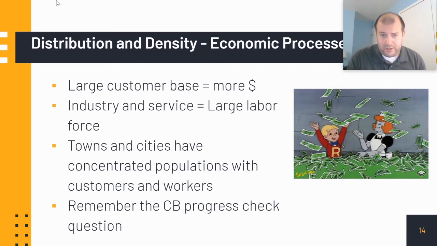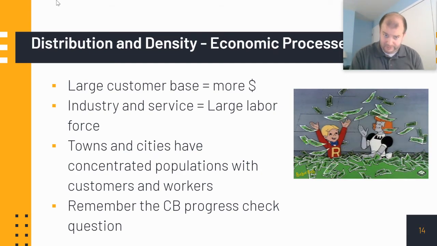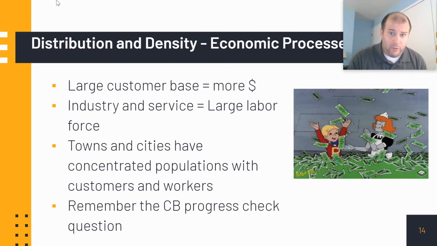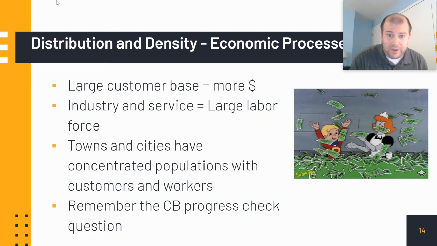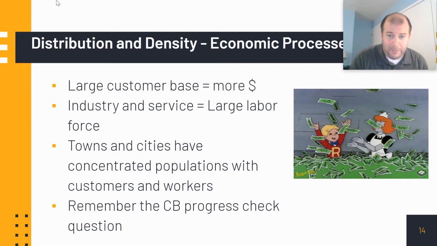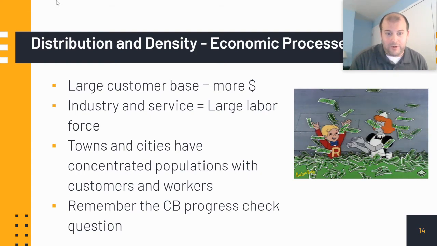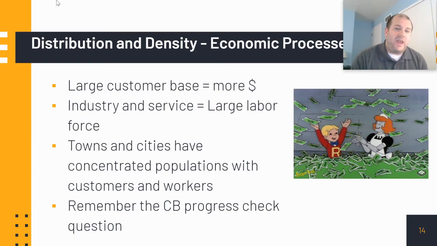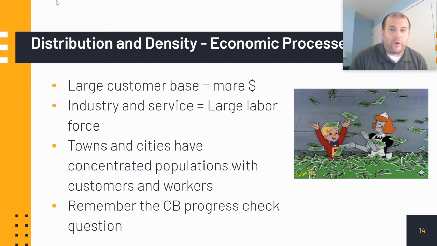Let's look at economic processes. A private business is going to be very interested in where a population is distributed and where population is more dense, because if there are a lot of people living in a particular area, that is a larger customer base, which equals more opportunity for profit, and it equals a larger potential labor force. And obviously, towns and cities have the most concentrated populations of customers and workers.